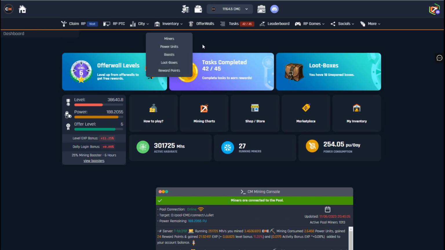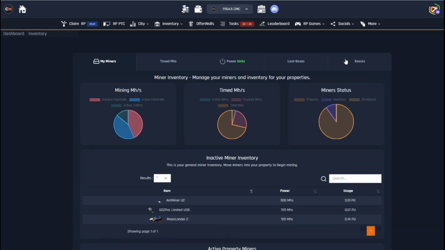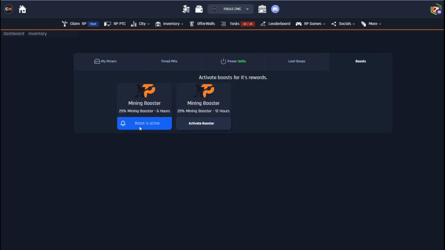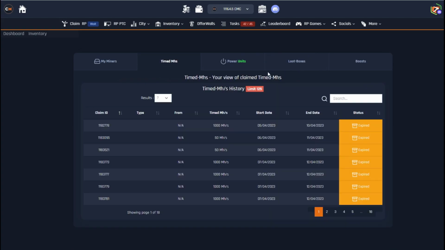Is it boosts again? So that's the timed boosts here. There we go. 50,000 mega hashes. So that's going to last 3 days. That apparently will. So that was done on today's date.